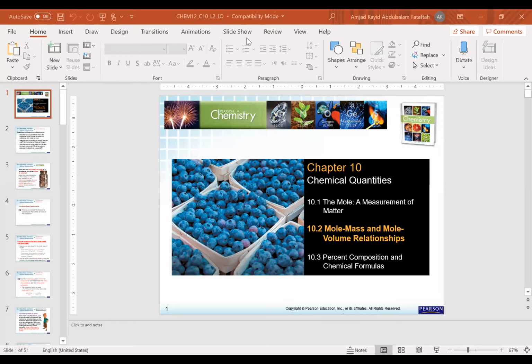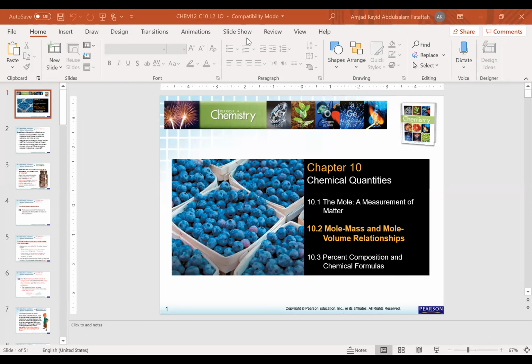Chapter 10, Section 2, where we are going to discuss today the relationship between the mole and the mass, and the mole and the volume. Of course, last time when we had the first section, I just want to confirm a couple of things: whenever we want to calculate the required or the needed value, we have to use conversion factors.